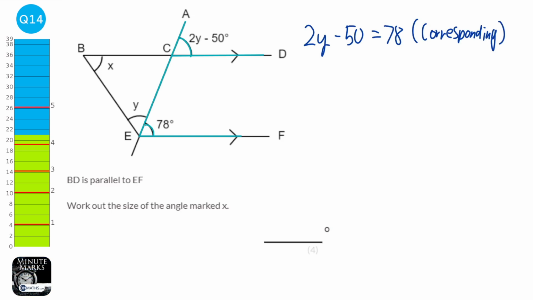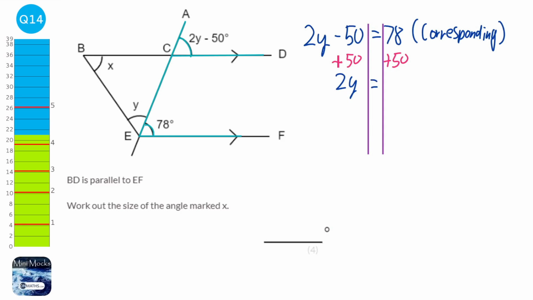Now here we've got an equation and we want to solve it, so we get our lines in. We'll go first of all add 50 to both sides. So we've got 2y equals 78 plus 50, which would be 128. And then we're going to halve both sides, or divide by 2. So we've got 64. So we know that y is 64.